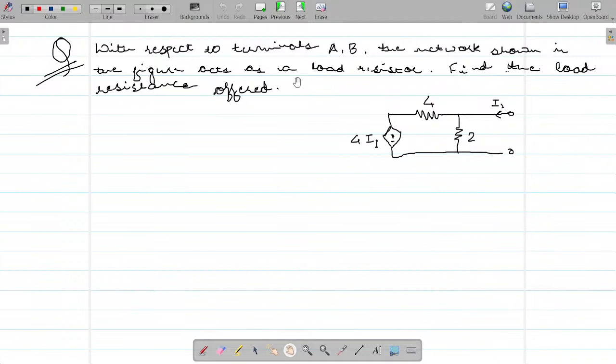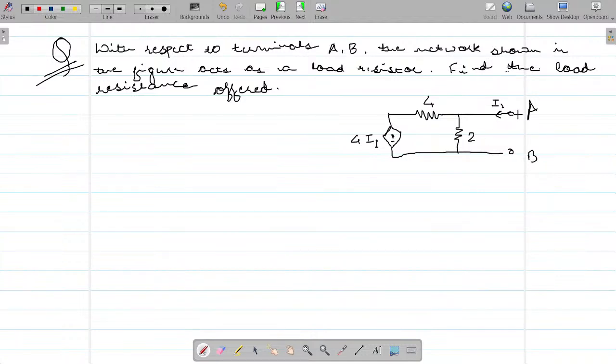Okay, this is the last question for today. With respect to terminals A and B, this is your A and B, the network shown in the figure acts as a load resistor. Find the load resistance offered by the network. See what you are provided with in this question. You are provided with a dependent source. You have to find the equivalent resistance offered by this network, and this itself is your load. Tell me, how are you going to solve it?